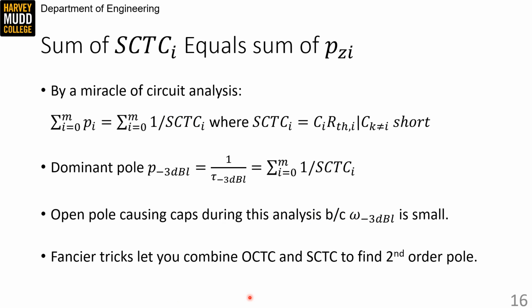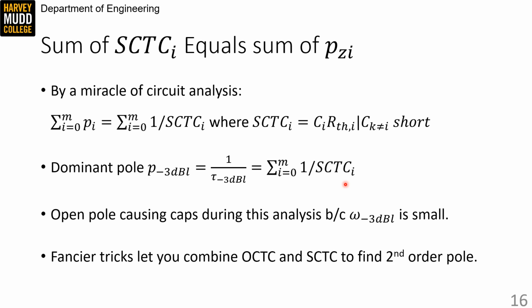Which is fine, but just like open-circuit time constants, we don't know what the sum of p_i is. However, circuit wizards did some analysis that shows the sum of the p_i is equal to the sum of the inverse short-circuit time constants, where each short-circuit time constant is a cap times the Thevenin impedance seen from the cap, assuming that all of the other caps in the circuit are shorted. So this second bullet is reiterating our main point. We can estimate our low-frequency 3 dB corner by adding up the sum of inverse short-circuit time constants.